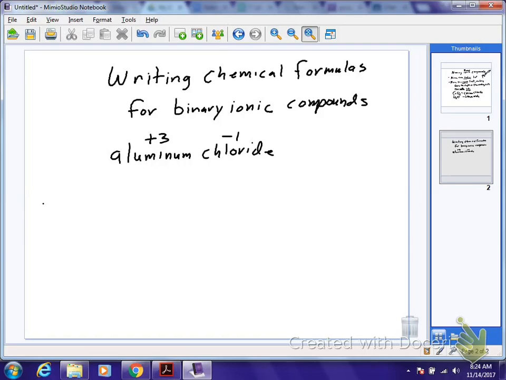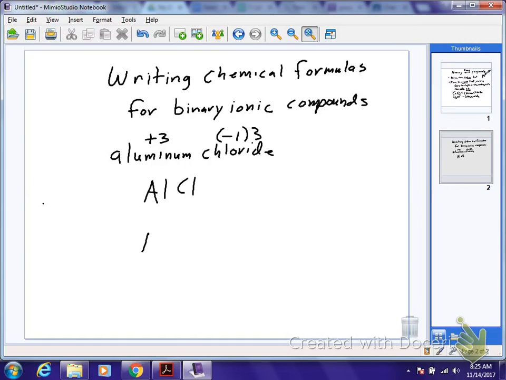So now we write our formula. The formula would be what? Al, Cl, what? 3, right? Because I would have to have 3 of those. See, the 3 on the outside tells me how many of those chlorides I need. And why do I have to have 3 of them? Well, it has to match the number of electrons given up by aluminum. We have to have 3 chlorides to accept those 3 electrons from aluminum.